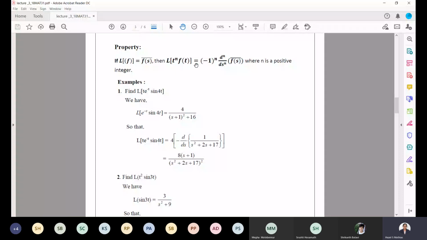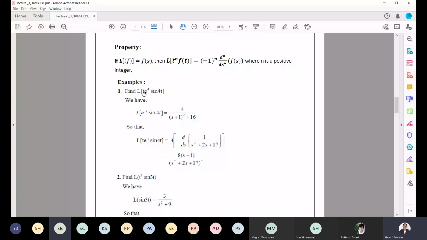Now you apply this property. How do we do this? Laplace transform of t into e power minus t sine 4t. What is the power of t? This complete formula depends on the power of t. Here the power of t will be 1.